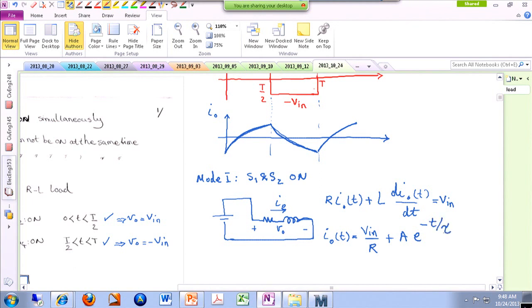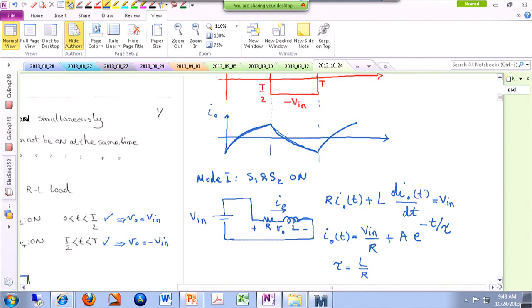All right? So we have a steady state response, which would be V in over R. And then we have an exponential transient response, which is determined by this second term that I have here, A, which is a constant, and we have to figure out what A is, and e to the power of negative t over tau, and tau is basically the time constant of the inductor and the resistor. We have seen this in circuits 1. So this is all we can find so far.